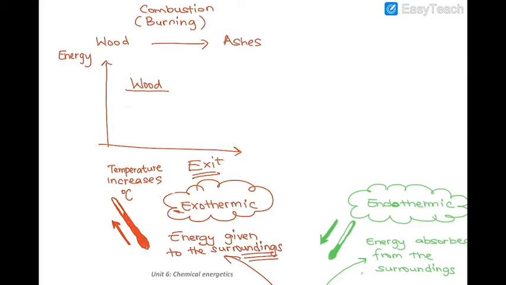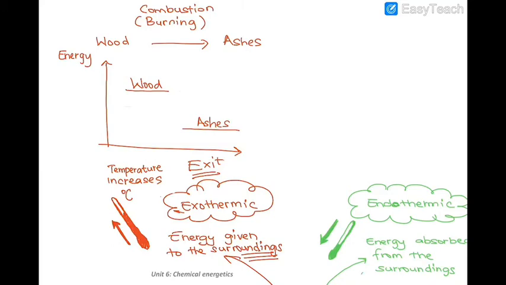Now once the reaction is over, we have ashes that are left. We know that wood has chemical energy. The chemical energy will be converted to heat and light. Whatever is left here, the ashes, will have less chemical energy as compared to the wood. So we can draw the level of energy of the ashes, the product. So the ashes will have less energy.